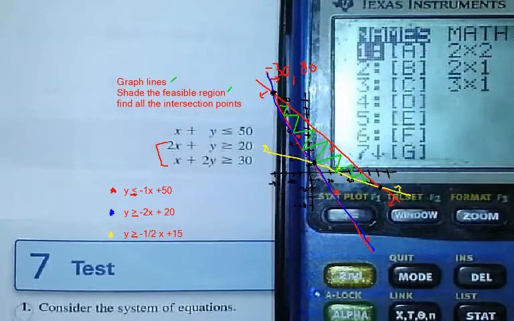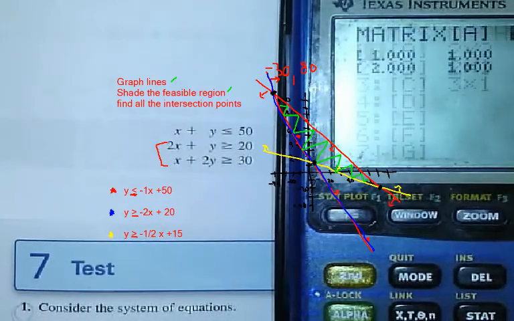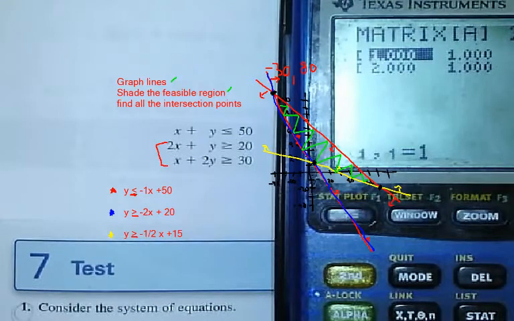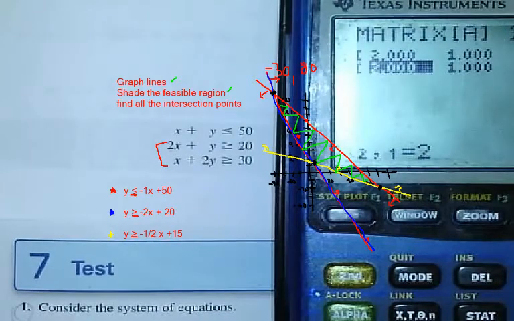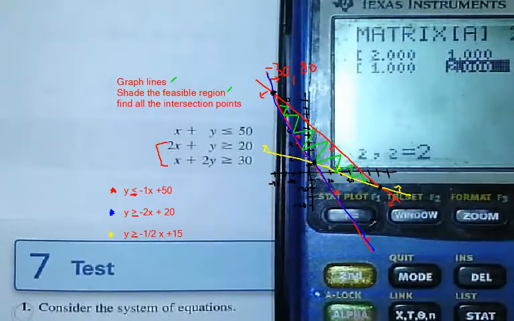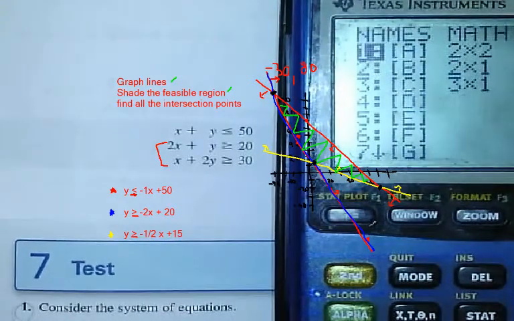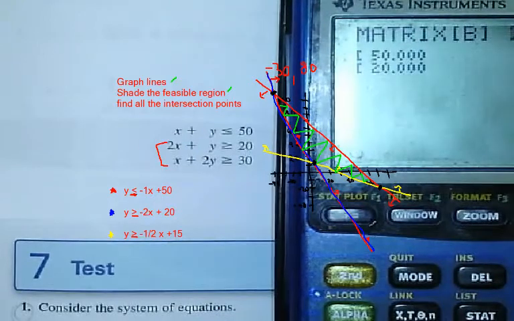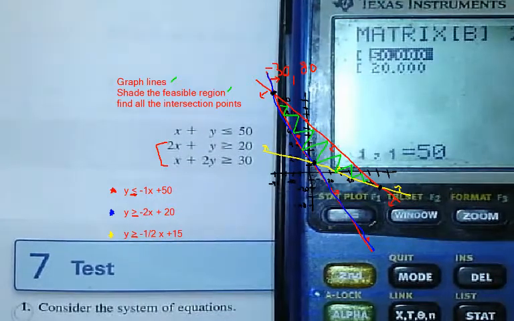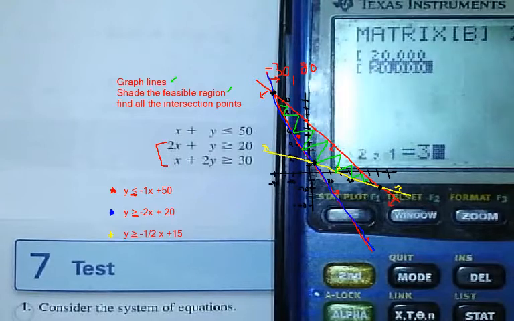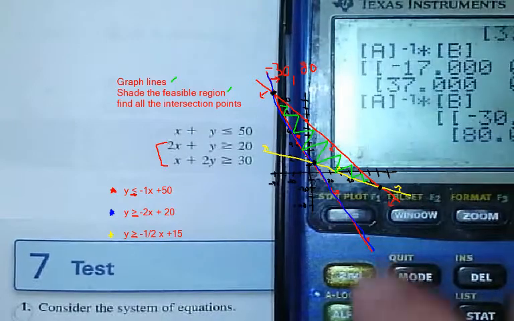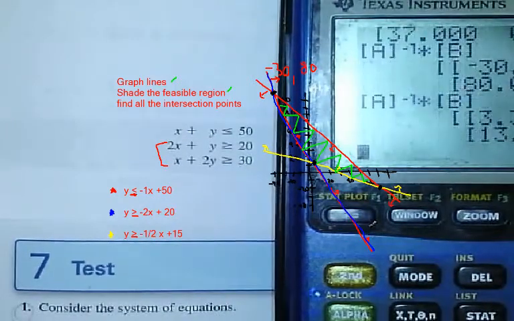So we're editing. And it's a 2 by 2 matrix. So we're going to put in 2, 1, 1, 2. Ta-da! And then matrix B. We're editing matrix B. And we're going to put in 20 and 30. And then we do A inverse times B. Aha! Fractions.